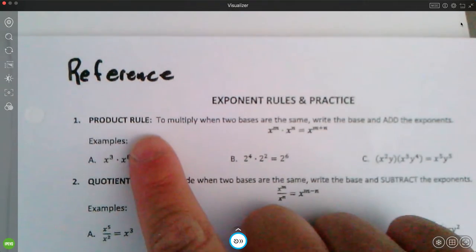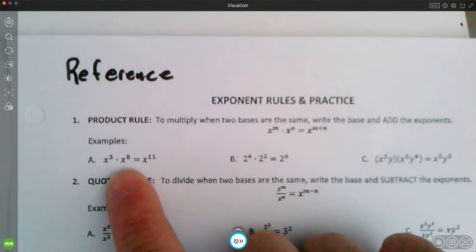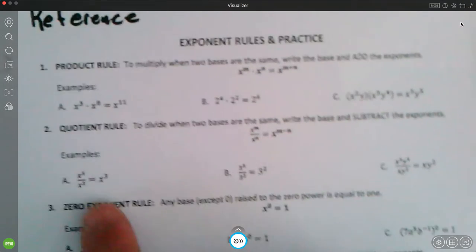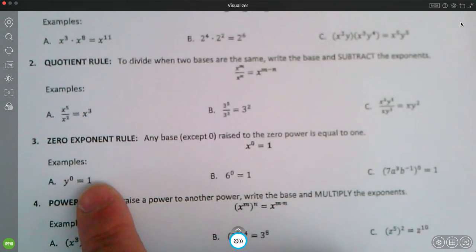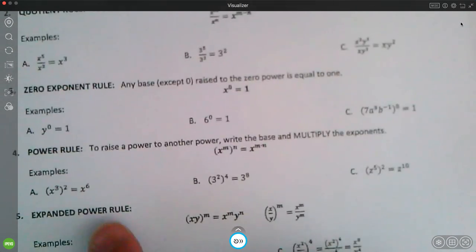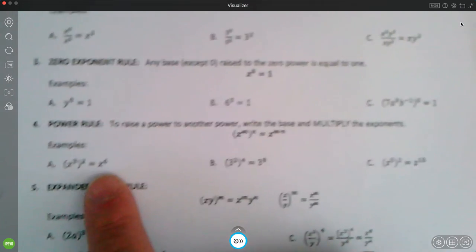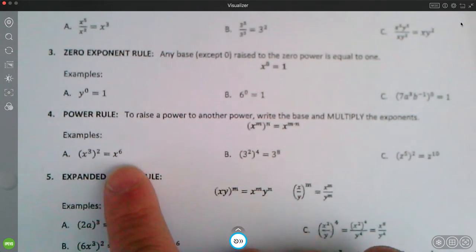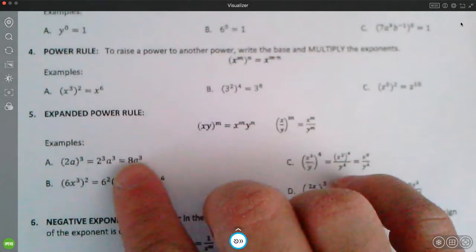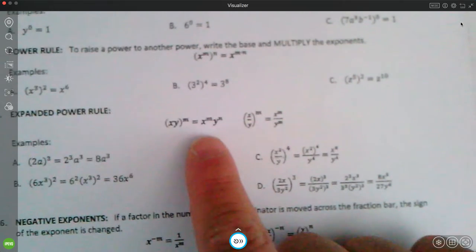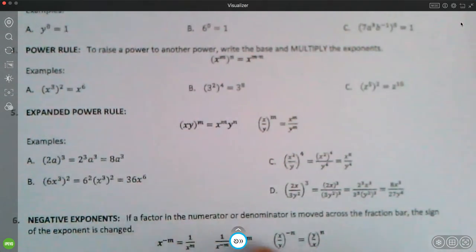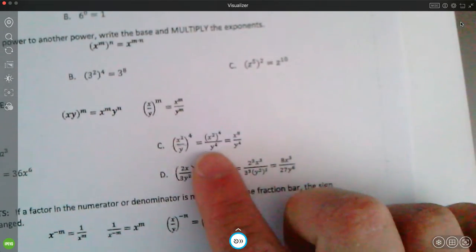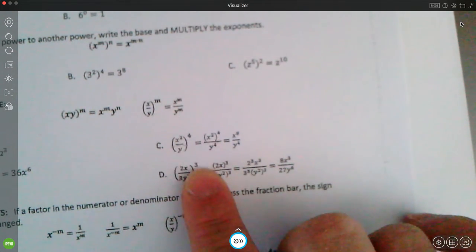Again, product rule, multiplying the same bases, add the numbers. Quotient rule, dividing the same bases, subtract numbers. Anything to the power of 0 is 1. Power rule, power to a power, you multiply. Expanded power rule, look how this one writes it. It just means that everything on the inside gets that power of 3. And same thing with quotients. Everything in that quotient gets the power of 4, whatever you're doing.